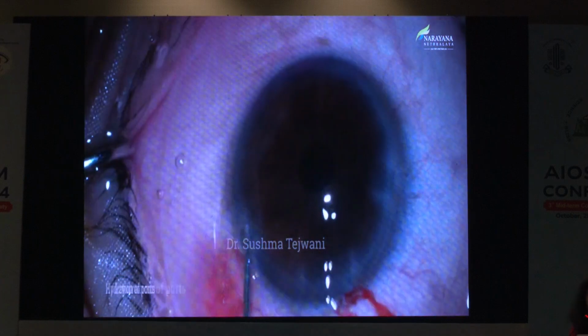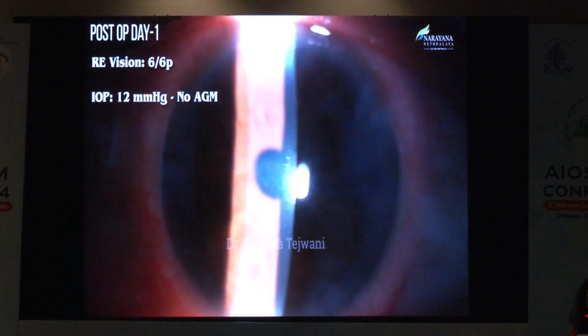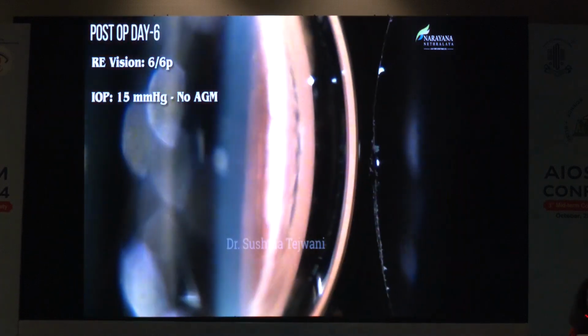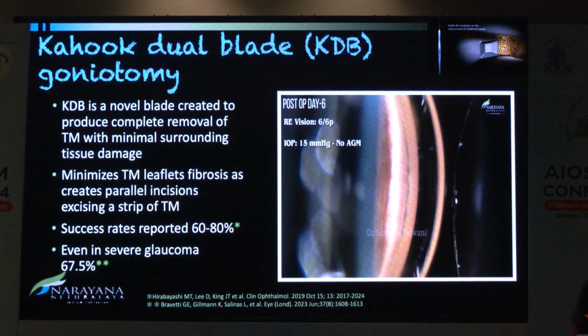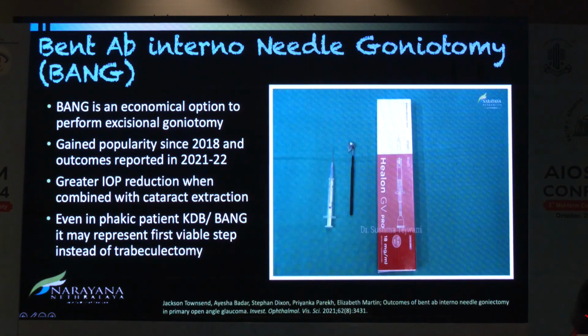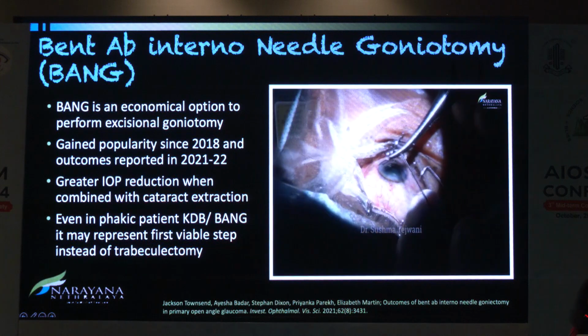Some kind of bleeding can happen in both iStent as well as goniotomy. Just remove that, and post-operatively again you can see the cleft in the patient's eye when you examine post-operatively in the OPD. The third thing is the BANG, that is a bent angle needle goniectomy.